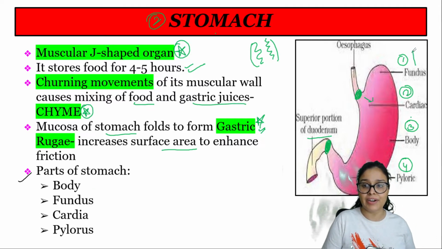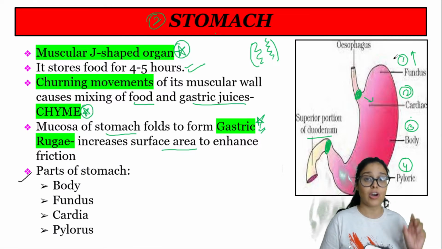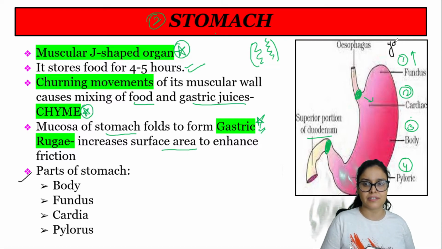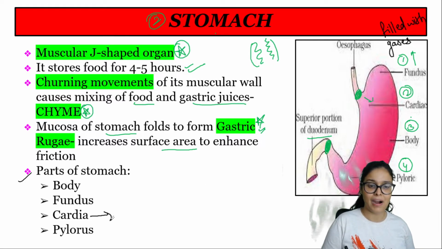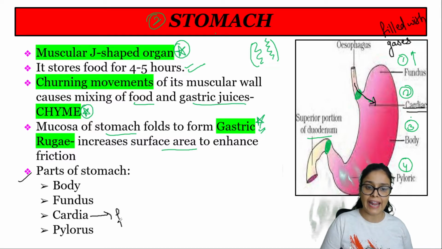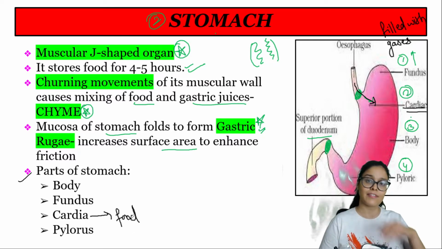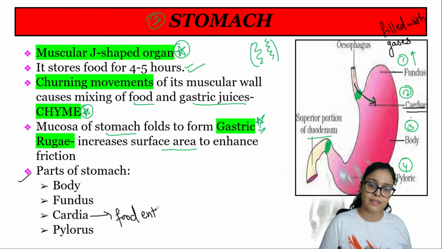So remember, this fundus region is important because it basically stores gases, or gases are present here. So it is filled with gases, right? When we talk about cardiac part, see this part, where the esophagus releases food. So food enters the stomach via the esophagus in the cardiac region. They have asked this question also, right? So food enters here from the esophagus.